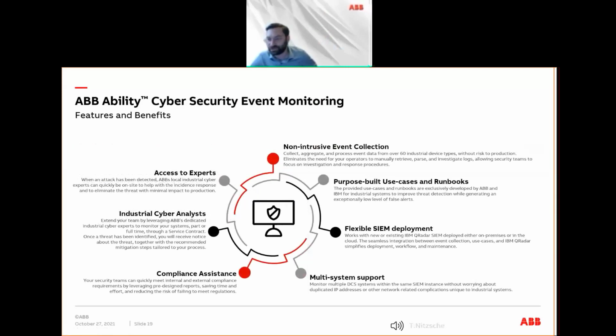So I already mentioned it's non-intrusive. We have pre-built use cases. It is a flexible deployment, so we can cover OT and IT. Multiple systems can be integrated, and as it is a service you need to subscribe to, you get access to our analysts and experts.